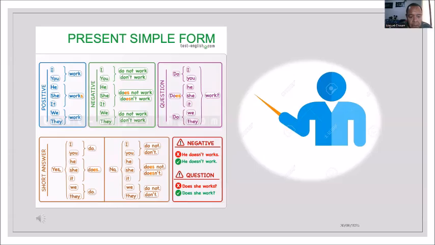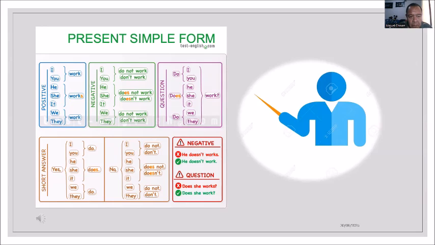In positive sentences, we use the base form of the verb, but watch out. When the subject is he, she, or it, we usually add s or es to the verb. Look at the structure: subject plus base verb. Add s or es for third person singular. For example, I work, you work, he works, she works, it works, we work, they work.